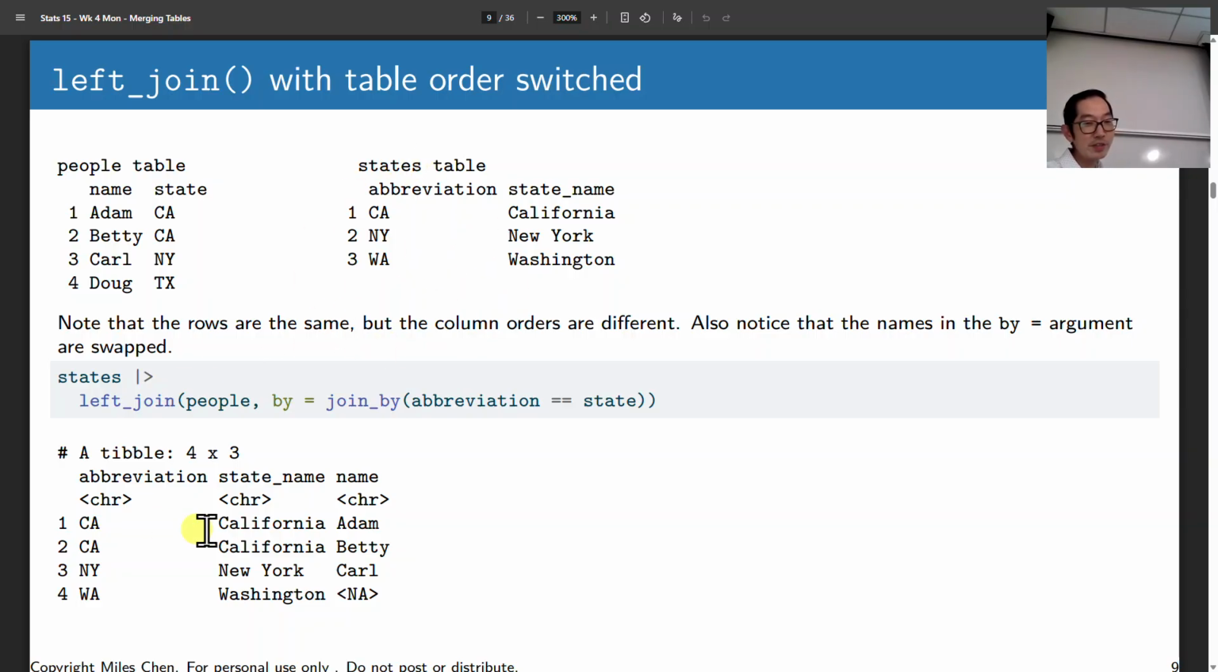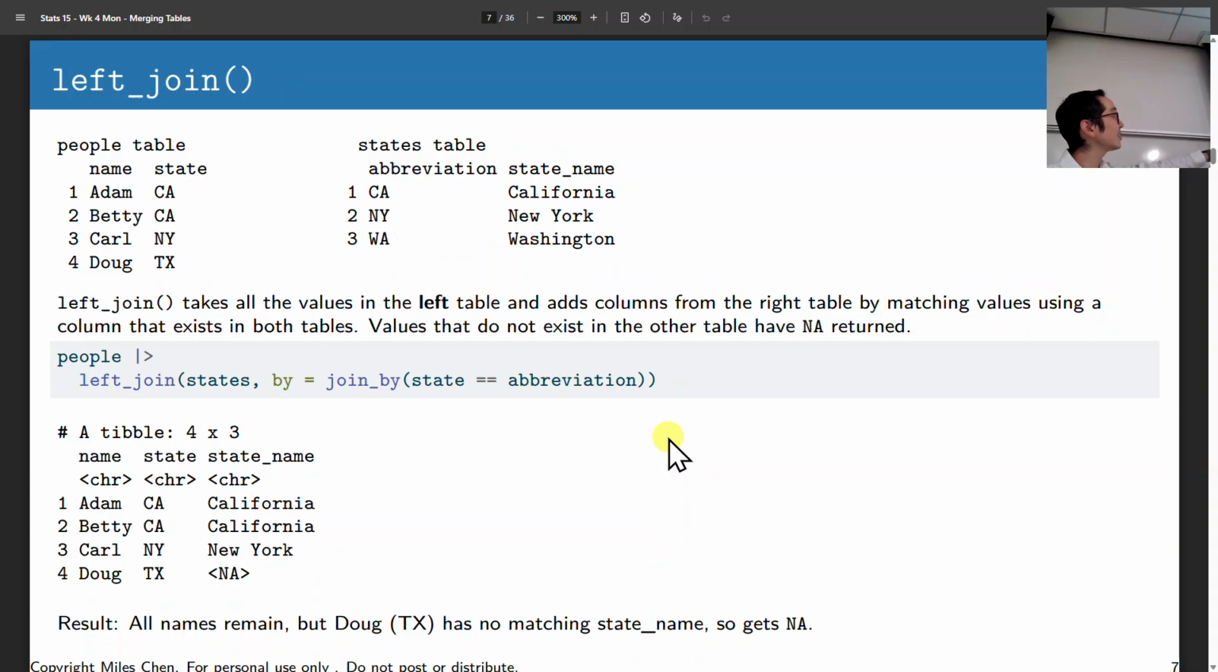States goes on the left. Okay, and we're still joining. We want CA to match with CA. This time, because it's states left join people, and the states table has the abbreviation, it's going to be abbreviation equals state here. Okay, so I think look at this, and I think this makes sense.